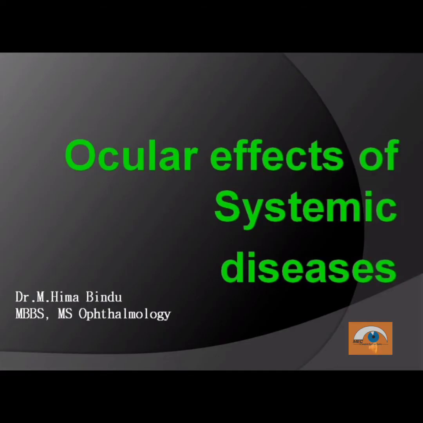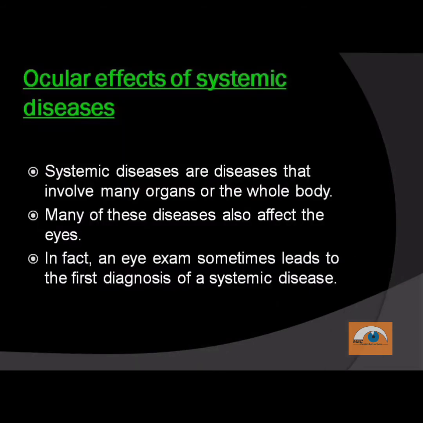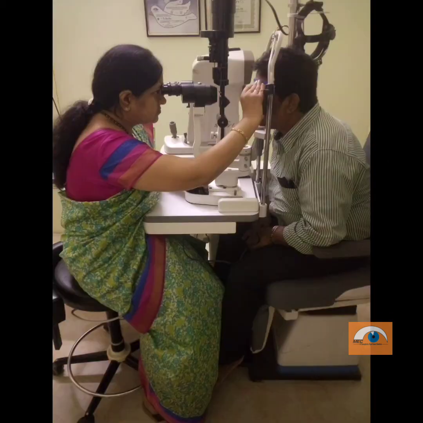Hello friends. Let us talk about ocular effects of some common systemic diseases. Systemic diseases are diseases that involve many organs or the whole body. Many of these diseases also affect the eyes. In fact, an eye examination sometimes results in the first diagnosis of a systemic disease.